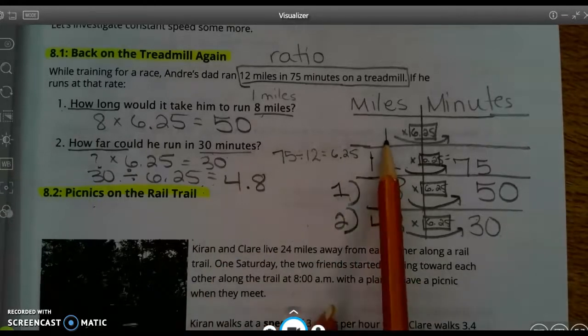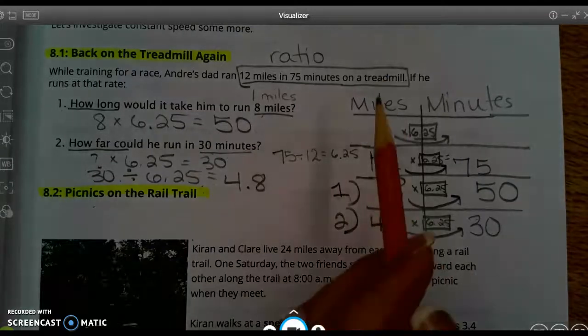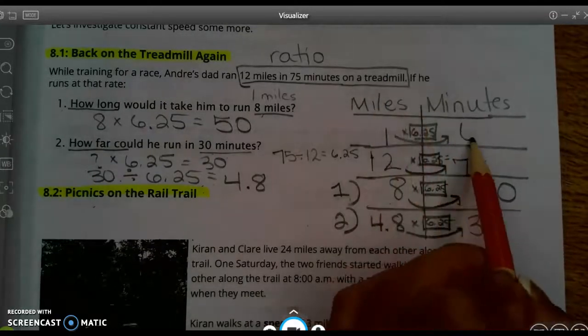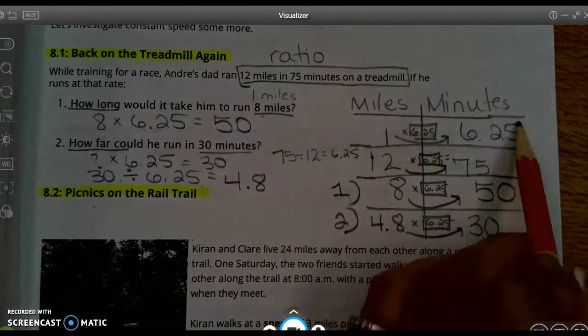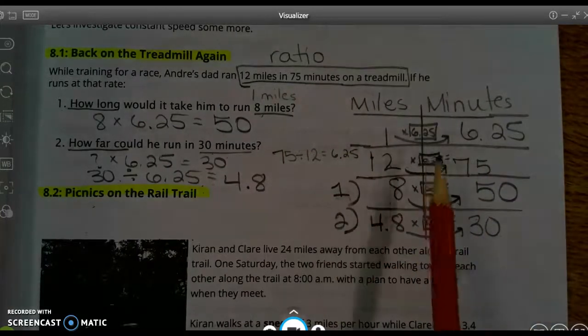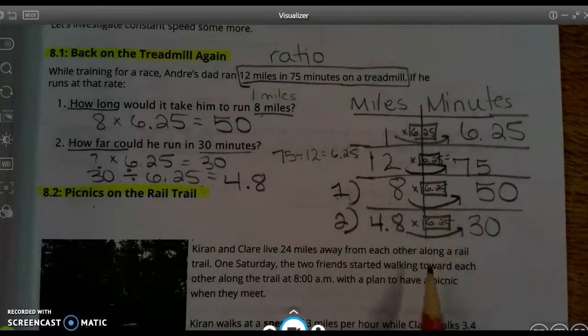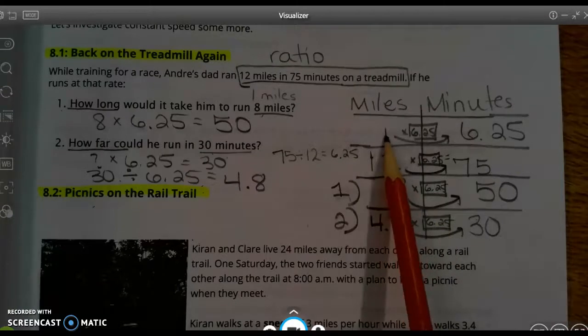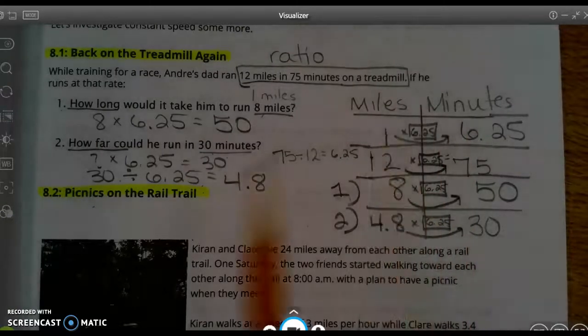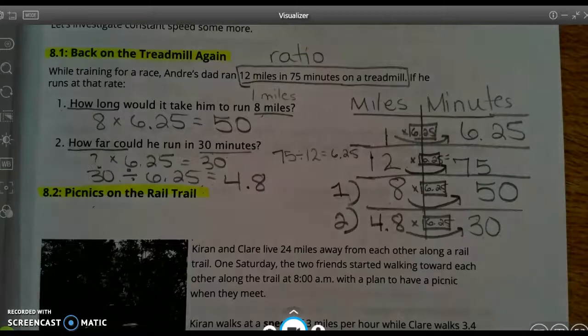I did not really need to put 1. It just helps me to see, or to get my thinking straight of what am I trying to figure out and how do I want to work this problem. And I wanted to know how many minutes did it take him to run 1 mile. I could have done it the other way and I would have come up with the same result.